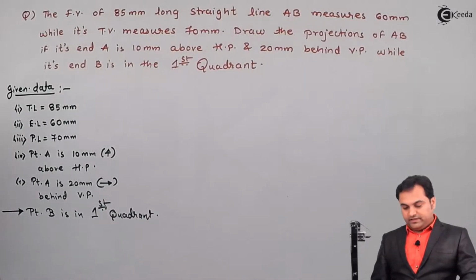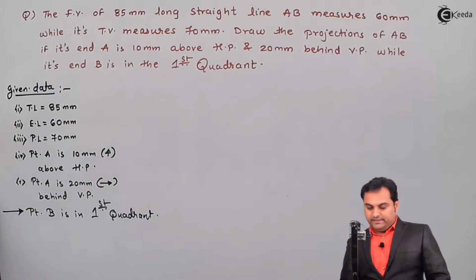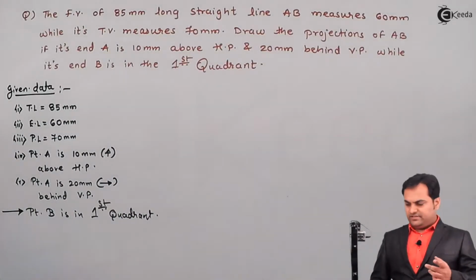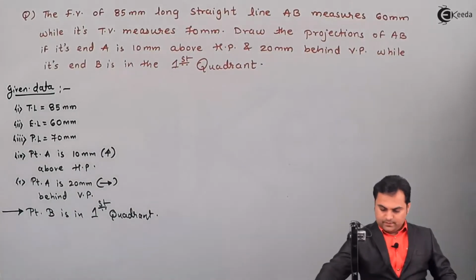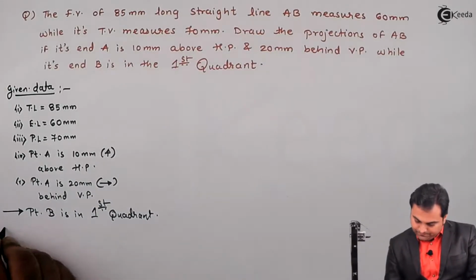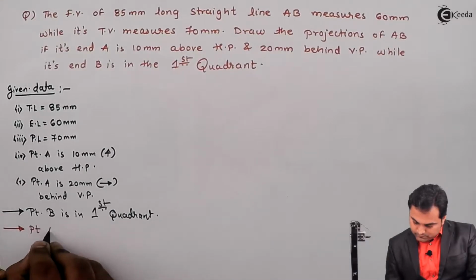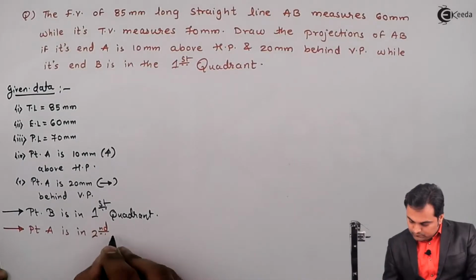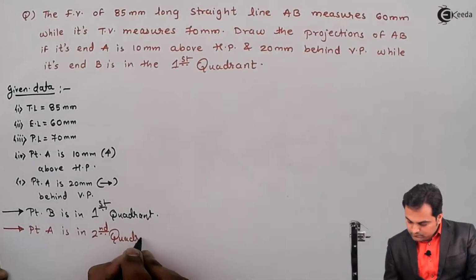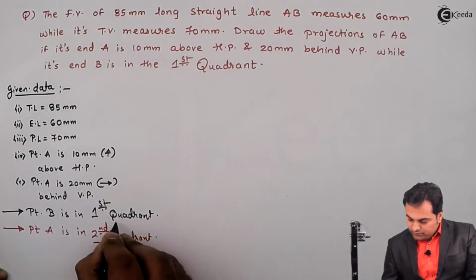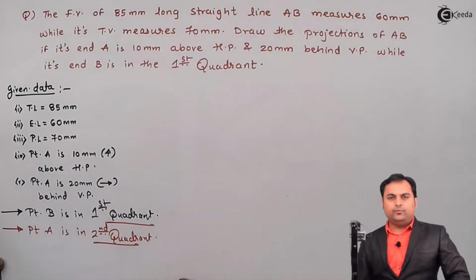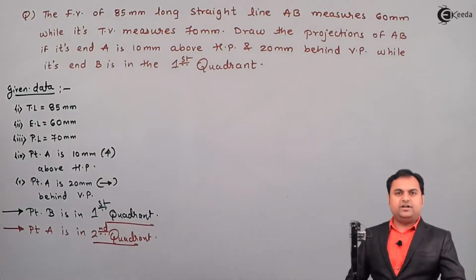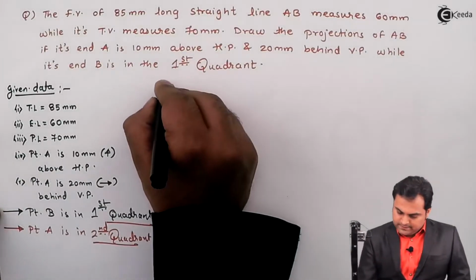and here when it is given that the end A is 10 mm above HP, 20 mm behind VP, it means it is in the second quadrant. So I'll say that point A is in second quadrant. So here this problem involves 2 points which are there in 2 different quadrants and we have to join them. So let us get started with the solution to this problem.